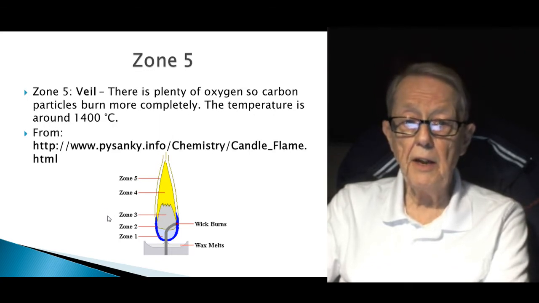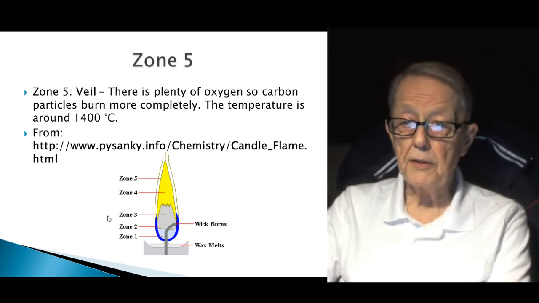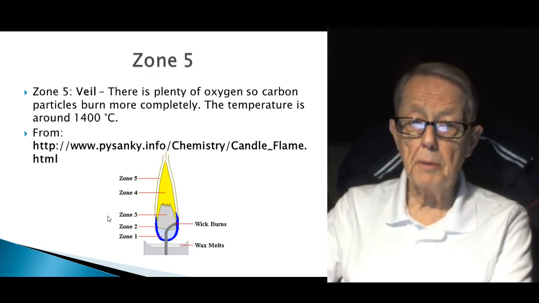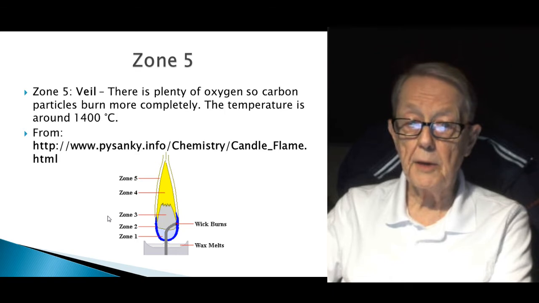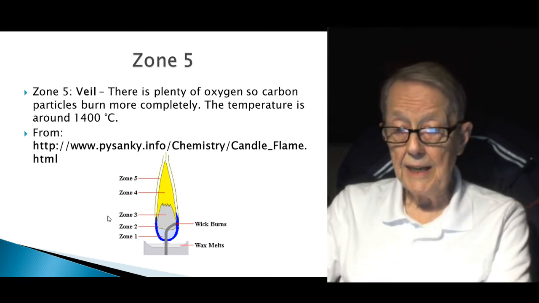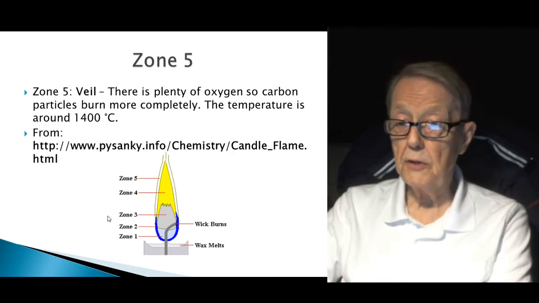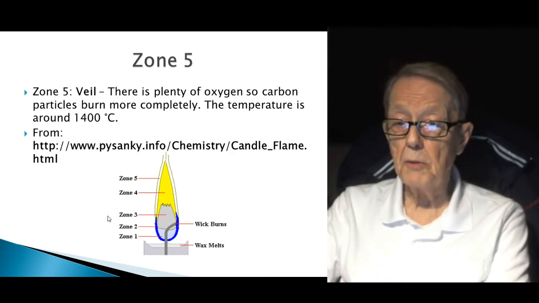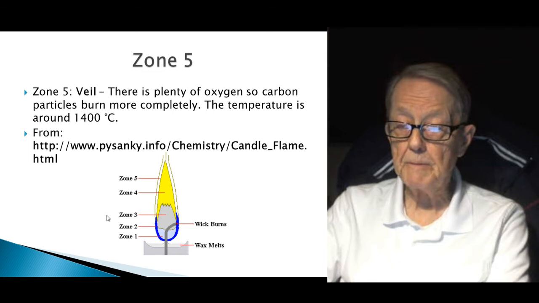And finally, zone 5 is the veil. There is plenty of oxygen, so carbon particles burn more completely. The temperature is all the way up to 1,400 degrees C. And in the picture, you could actually see red. This information is taken from this link.